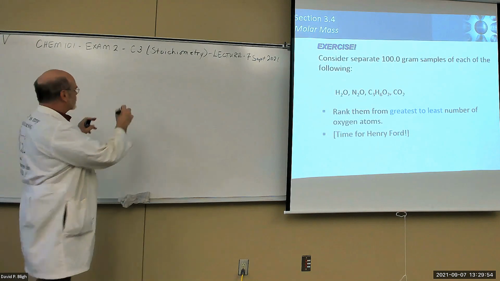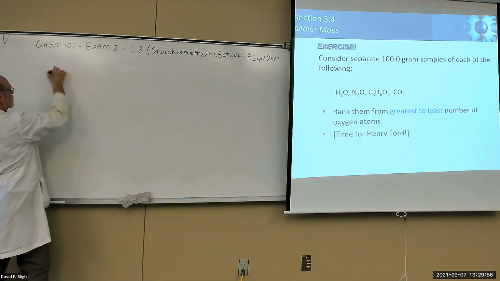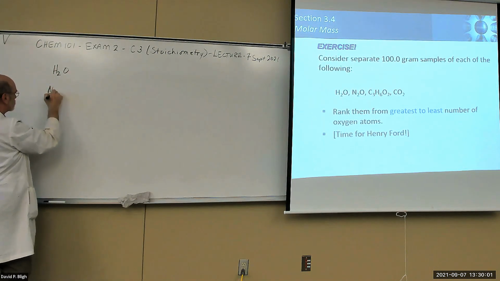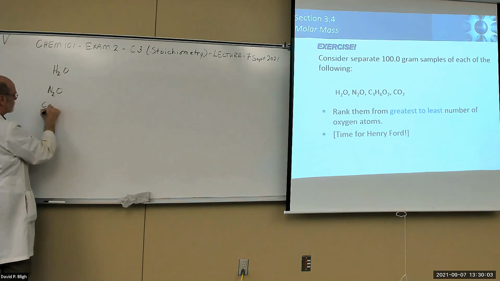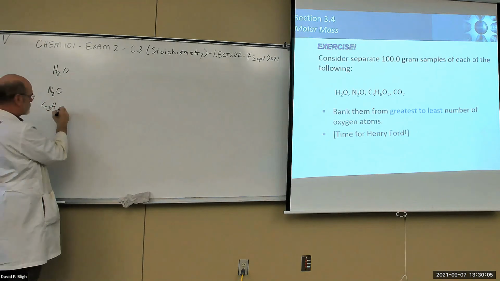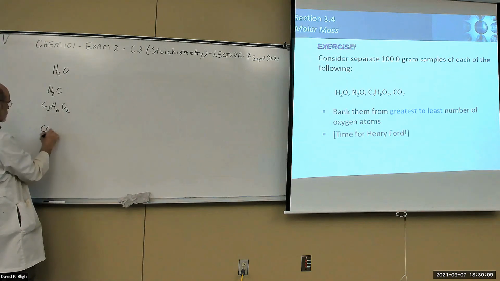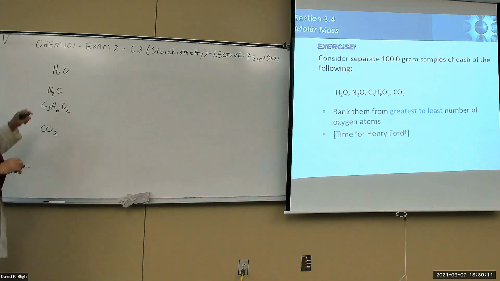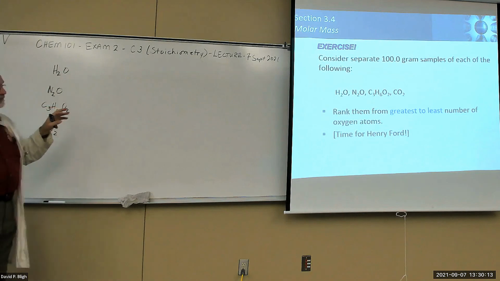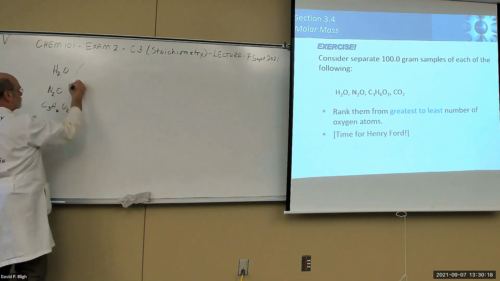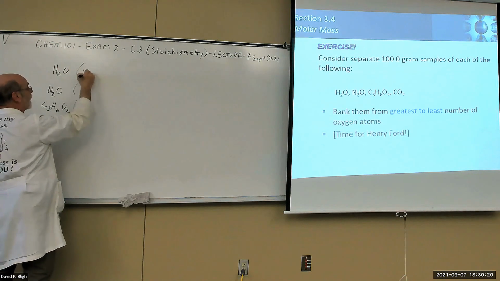Okay, so I set it up like this. Water, dinitrogen monoxide, H6, O2, propionic acid, and CO2. Okay. Now, what do we need to know? 100 grams is where we're starting. So each one is 100 grams. Okay. Assembly line.